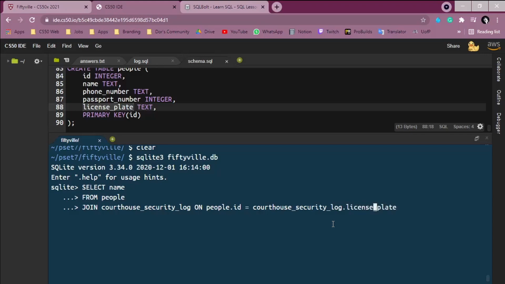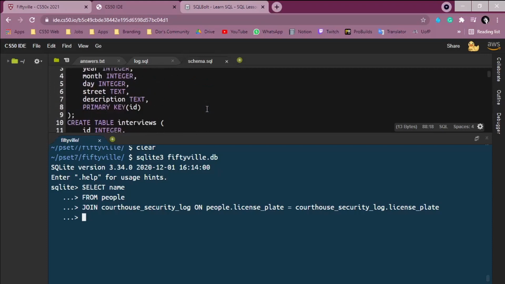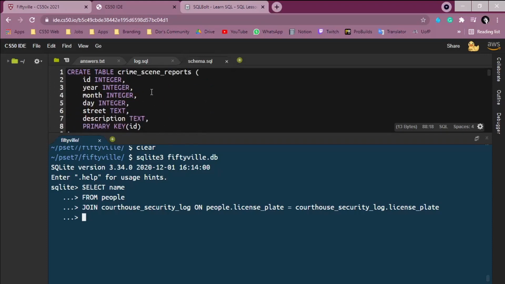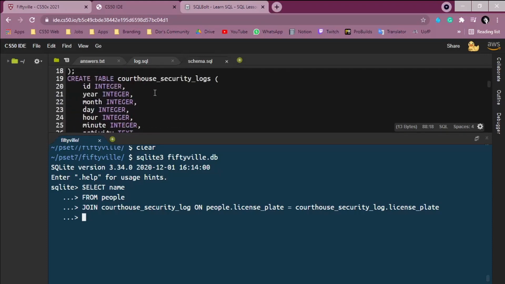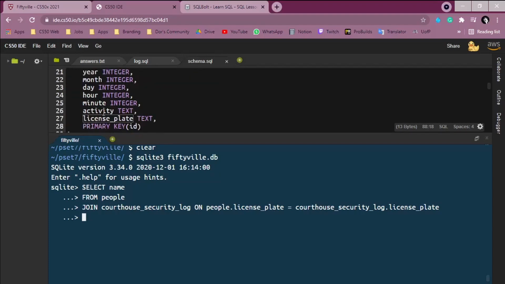I'm so sorry, it's good for you to see when I make mistakes, because we always make mistakes when we are coding, and it's okay. The good thing is to find this out before it makes a bug. So this is our join, okay, and now we're going to use the conditions. So what are the conditions that we have? We have the conditions from the courthouse security logs, right? We have the year, month, day, hour, and minute, and activity, so we can be very specific on this.